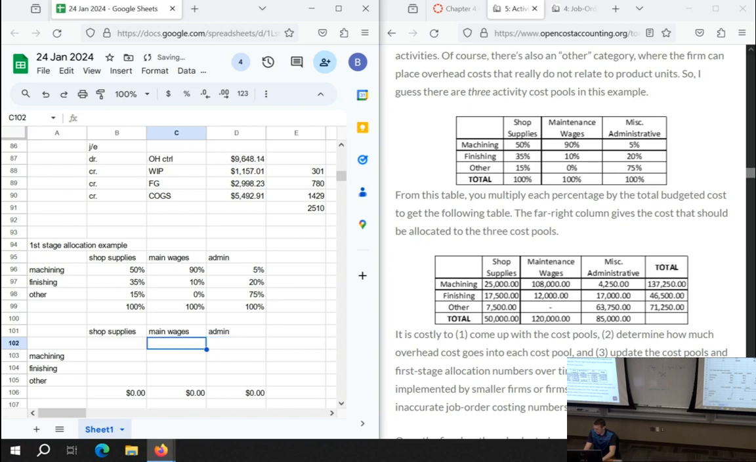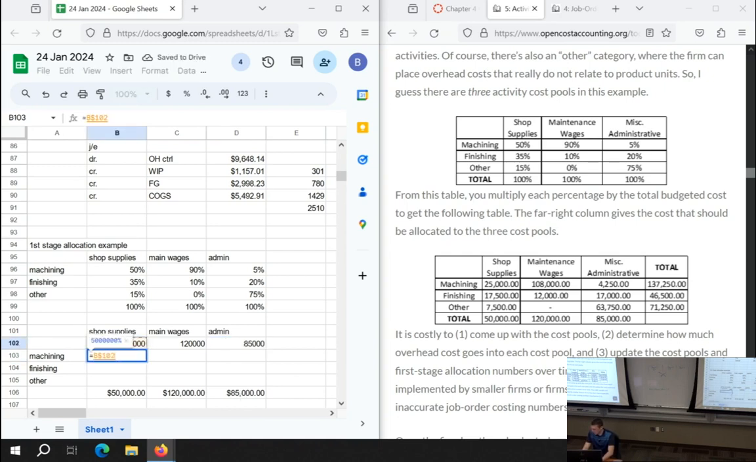That percent formatting, it's killing me. Good. Usually I default to putting the GL accounts on the left-hand side and the activities over vertically, I guess. But either way works. You just have to transpose it in your mind. I'm just copying over the information that we have in the book. There we go. And multiply.